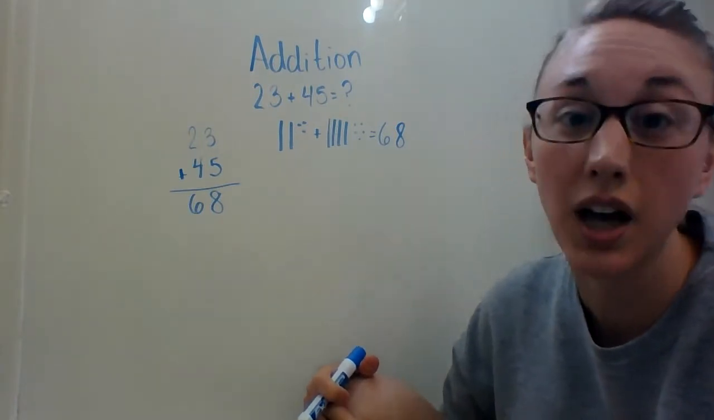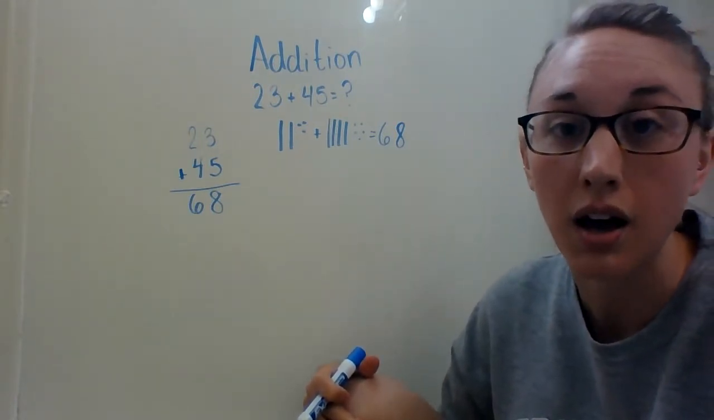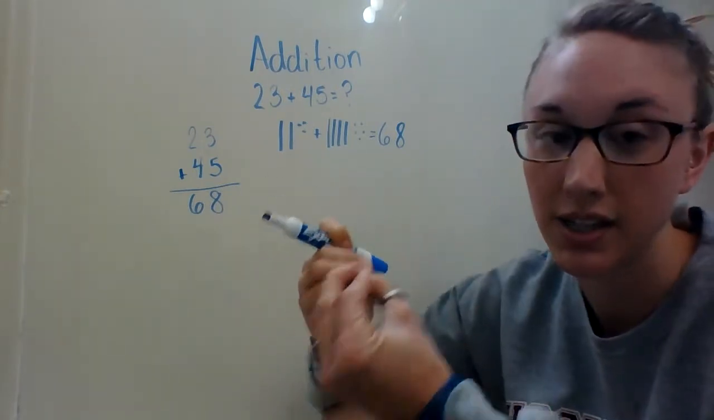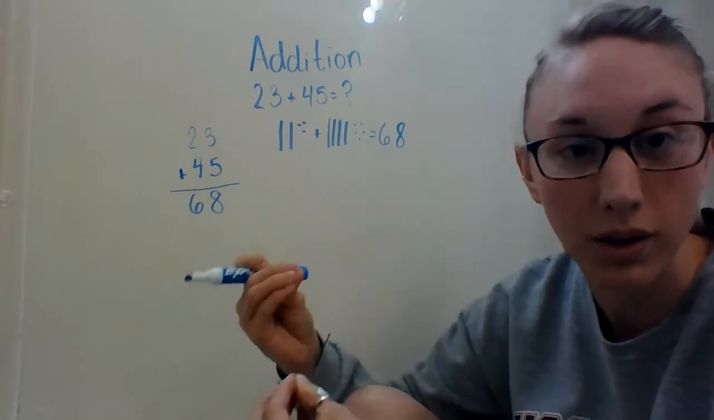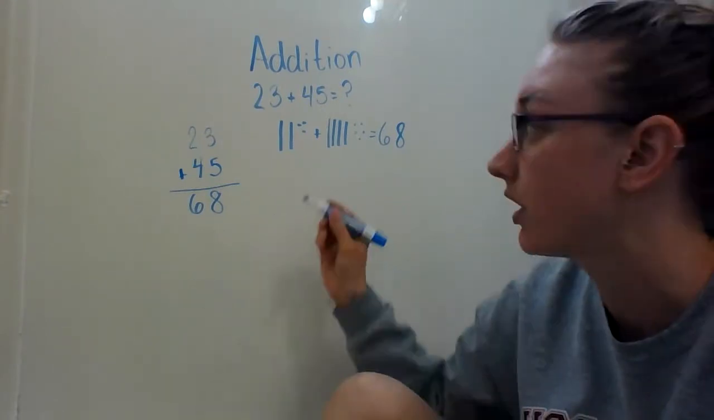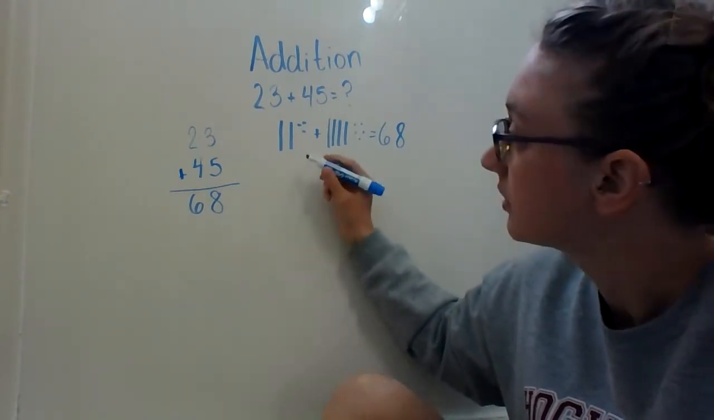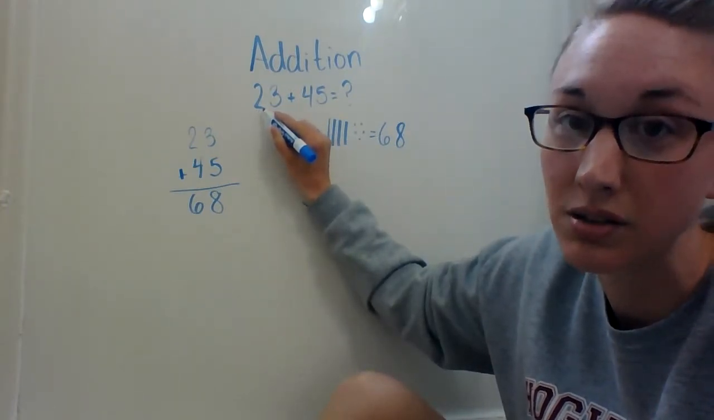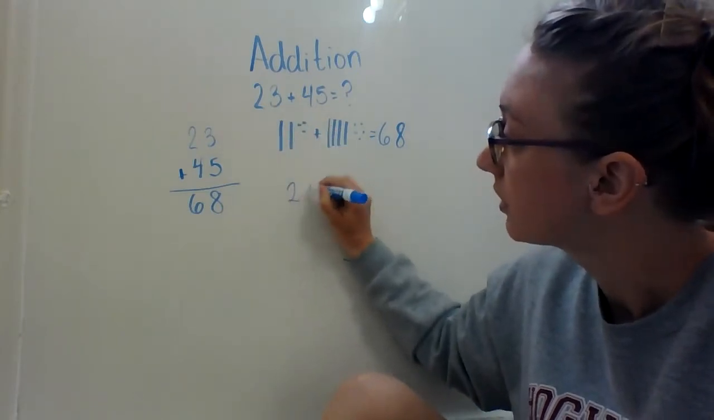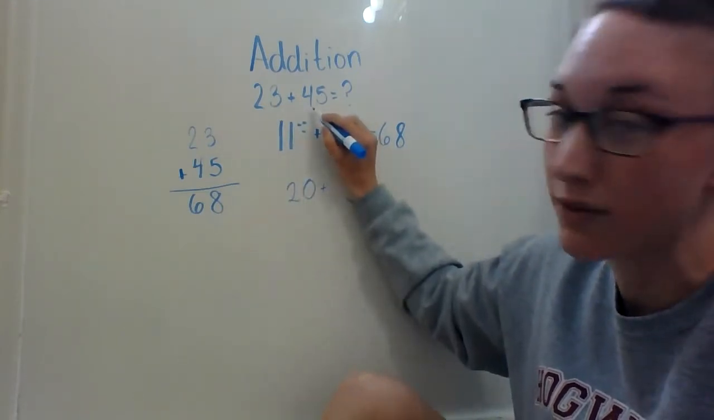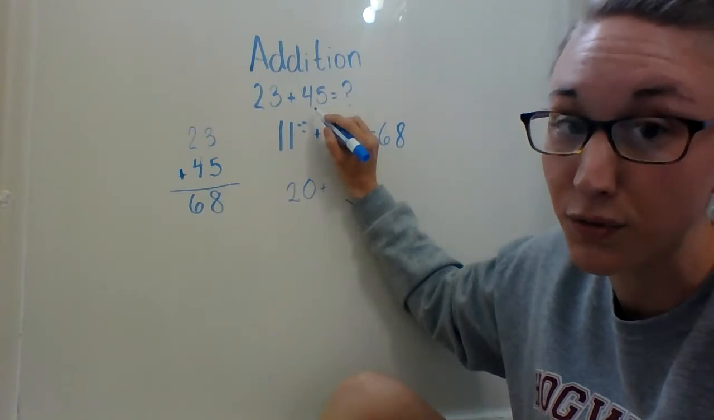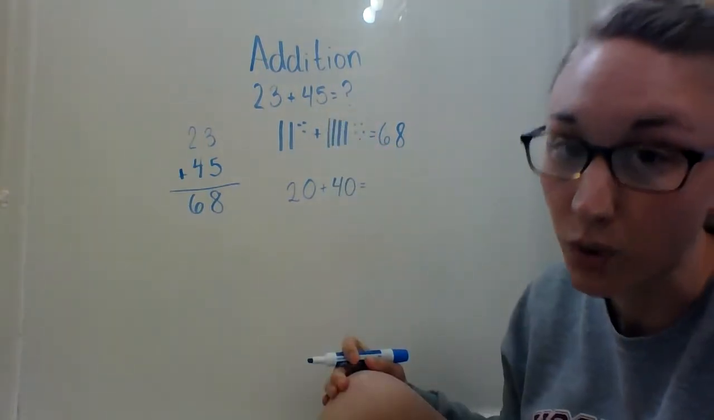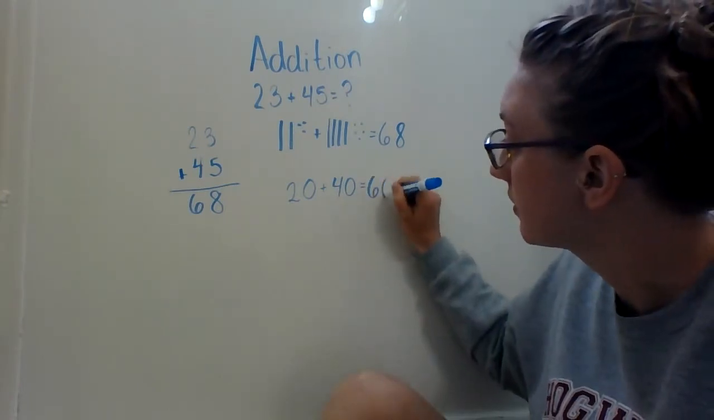Another strategy that a lot of you liked to use when we were at school was the sidewalk strategy, where you look at the tens place and add those tens together, and then you look at the ones place and add those ones together after it. So that looks like this. I know that the 2 in 23 actually means 20. And I know the 4 in 45 actually means 40. So 20 plus 40 equals 60.